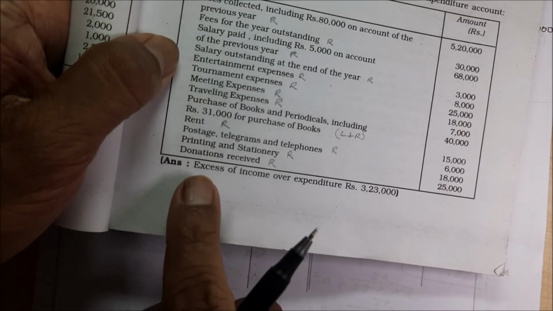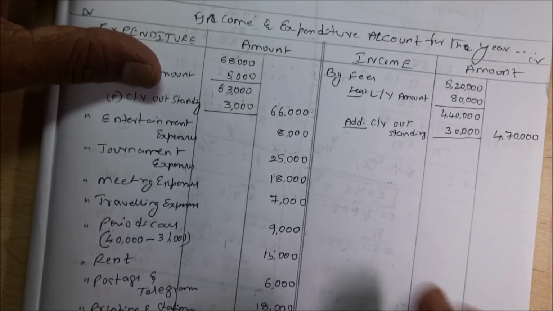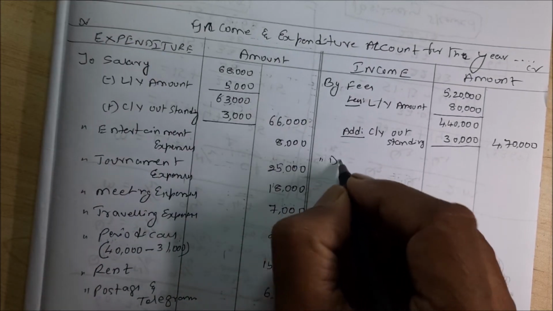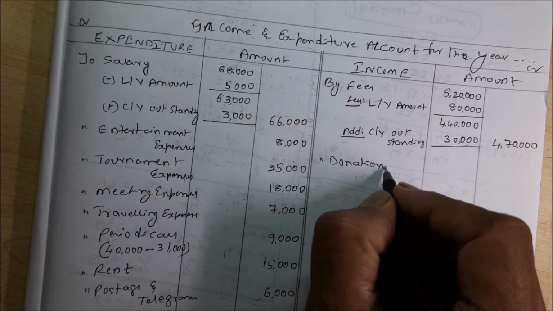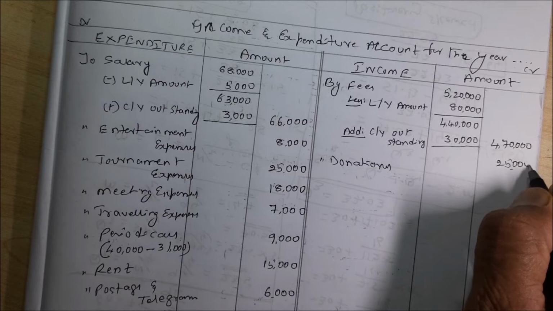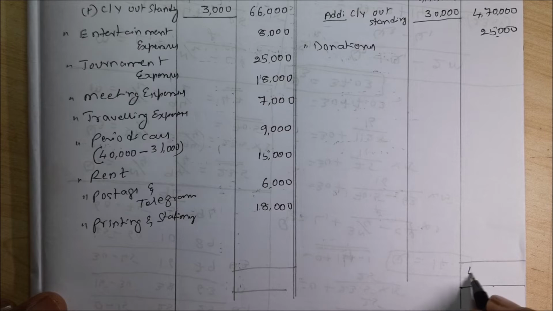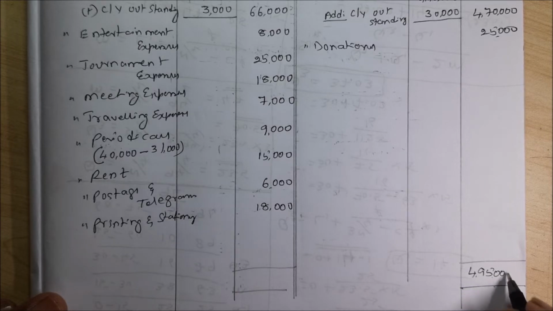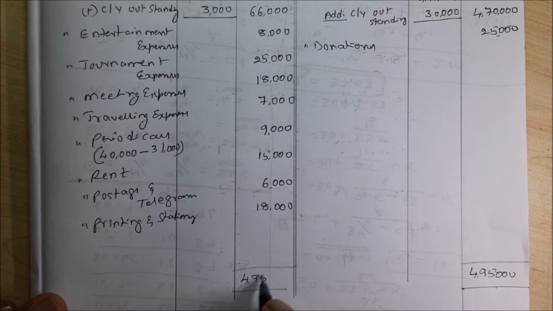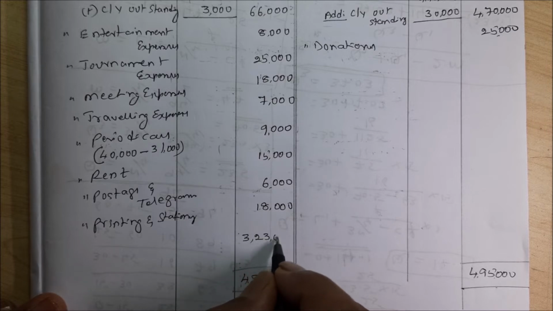Then donation received, I think in all schools and colleges every year will get it. So, by donation 25,000. Now, the total is 4,95,000. Credit side is more than debit side. So, the difference is called as surplus, 3,23,000.